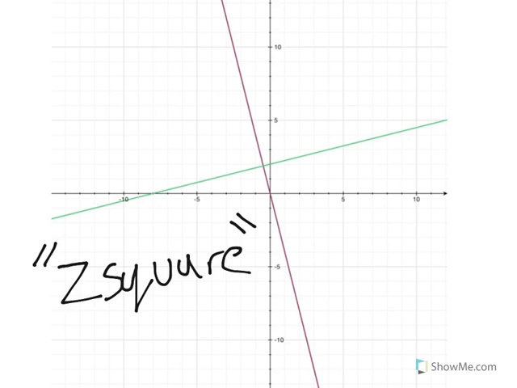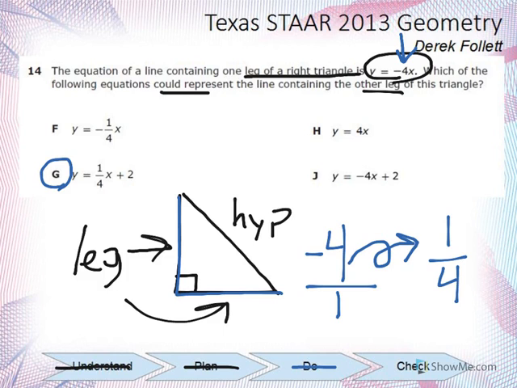So here I've got my graph of the two lines, and you can clearly see that they are perpendicular. So I'll stick with my answer choice of G. There you go.